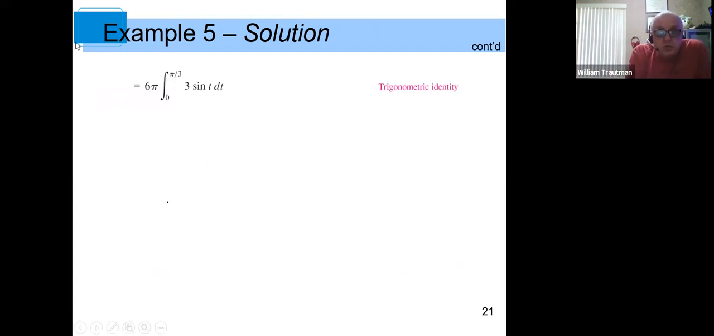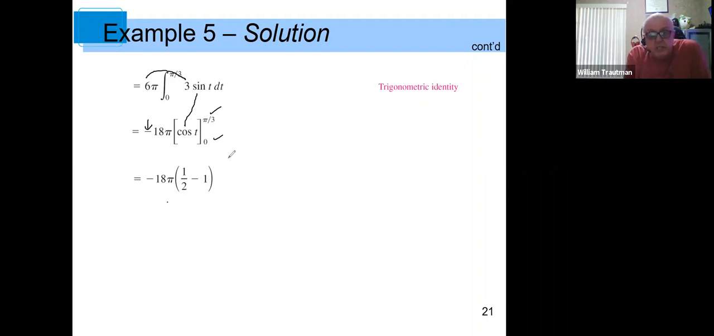And this is what we're left with. And then we're going to integrate 3 sine t, and when you integrate sine, it goes to cosine and you end up with a negative. So when you integrate that, that becomes a negative cosine. The negative came out in front. And the 3 times 6 is 18. Then you just plug pi over 3 and 0 into it. And this is what you get. I think that's it then.